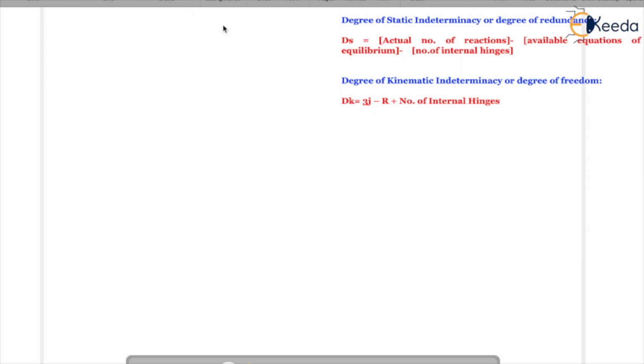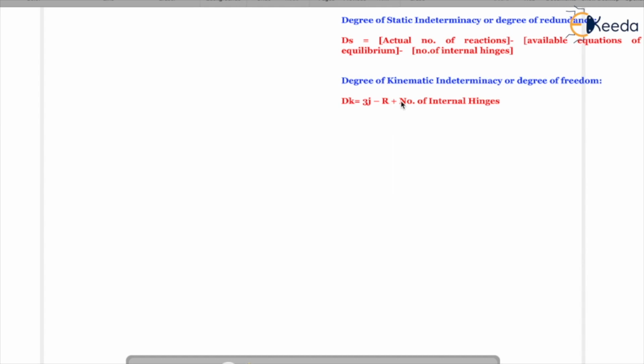The formula for ds is the actual number of reactions minus the available equations of equilibrium, and if there are any internal hinges, we consider that also. And for the same beam we find the kinematic indeterminacy or degree of freedom using this formula: 3j minus r plus the number of internal hinges, where j is the number of joints in the beam and r is the number of reactions.